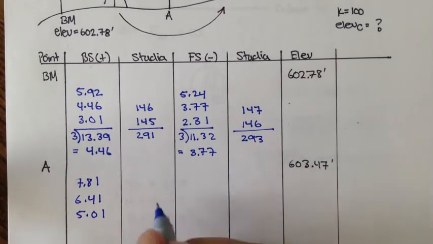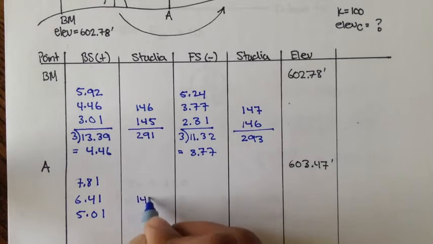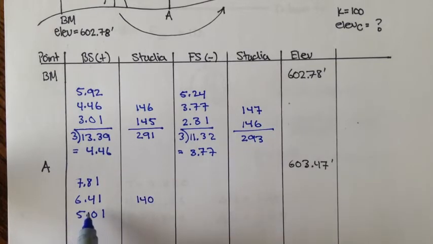Okay, let's check the stadia. 7.81 minus 6.41 is 1.4 times 100 is 140. And then the same thing here. Middle minus bottom times 100 is also 140. You add this together, you get about 280.